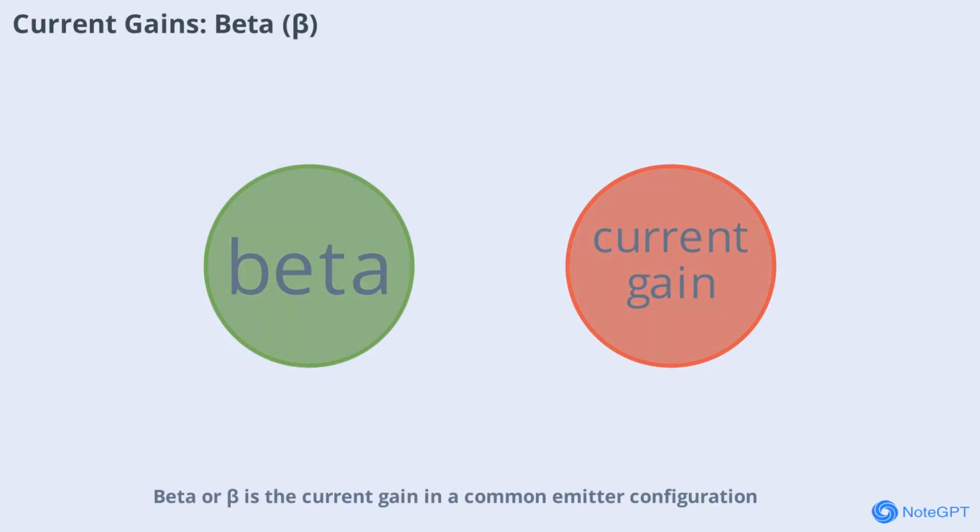Beta, or β, is the current gain in a common emitter configuration. It's defined as the ratio of collector current to base current. Since the base current is much smaller than the collector current, beta is usually a large number, often between 20 and 200. This high current gain is what makes the common emitter configuration so effective for amplification.